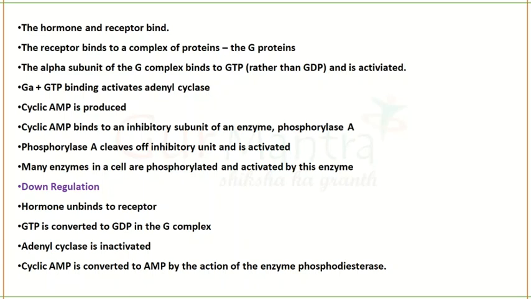And about the down regulation, which means after the work has been done, a desensitization of the ligand from its receptor has to take place. So what happens here? Hormone will unbind from the receptor. GTP will be converted to GDP and the G protein will become inactive. Adenylate cyclase will become inactive. Then cyclic AMP will be converted to 5'-AMP by the enzyme phosphodiesterase. All these points we have studied in the diagrammatic way. This is the summary slide where you can just go through what has happened.